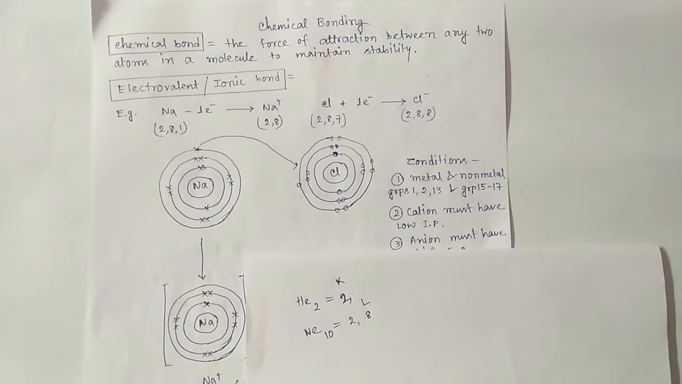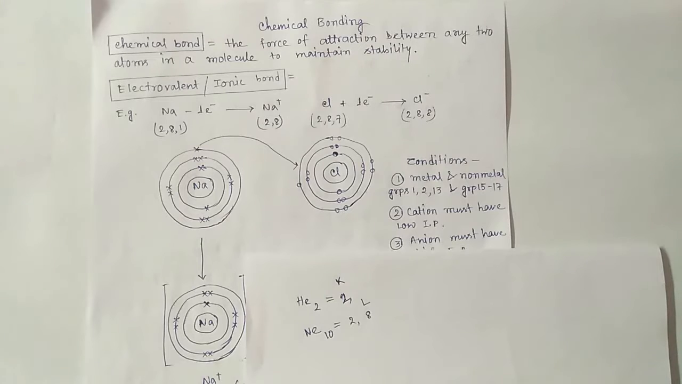Okay, so chemical bond. What is a chemical bond? It is the force of attraction between any two atoms in a molecule to maintain stability. So here again comes the term stability. I have told you why metals, or the left side atoms of the periodic table, lose electrons from their outermost shell, and the right side elements accept electrons to their outermost shell. Okay, so I have explained everything. The main game is only to get electronic configuration like an inert gas, and this is the reason.